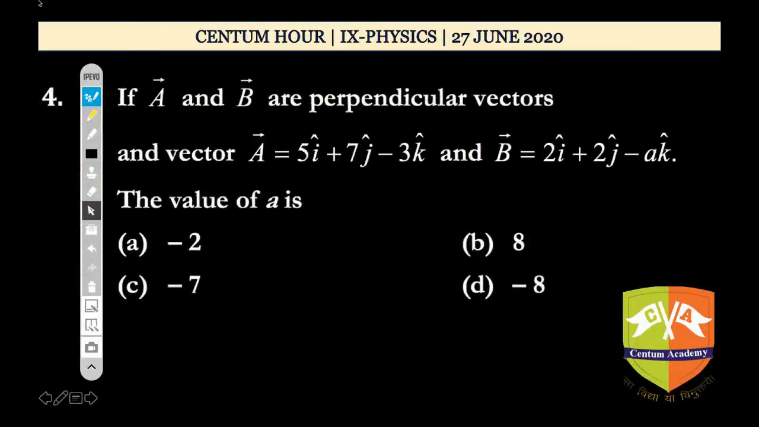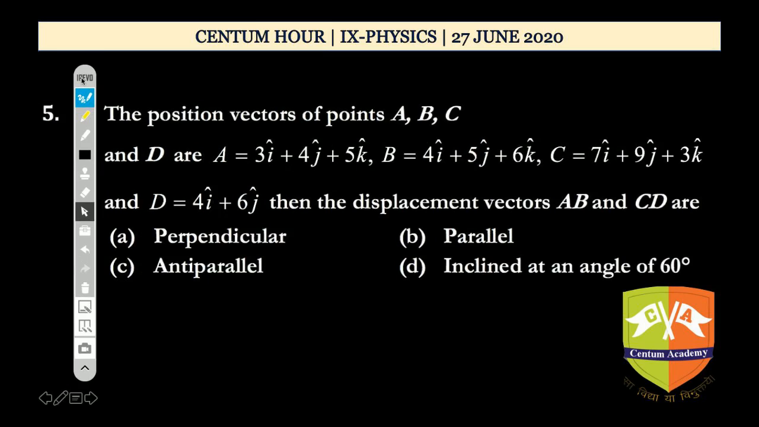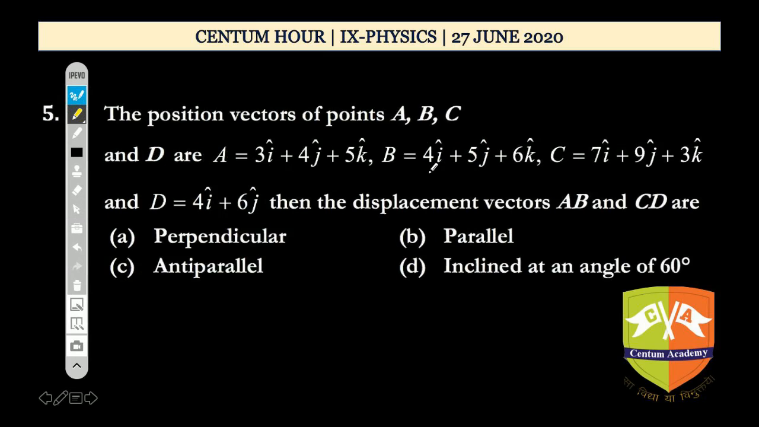Relax. I told you, don't mess up while calculating the displacements. A to B is... You're on the wrong slide. Sorry, it's a wrong question. No problem. A to B is 4 minus 3, 1. 5 minus 4, 1. 6 minus 5, 1. This is going from A to B as stated here.